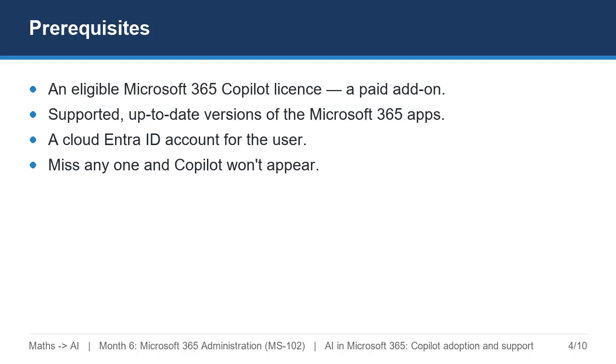Before anyone can use Copilot, three things must line up. First, an eligible Microsoft 365 Copilot license, which is a paid add-on assigned to the user. Second, supported app versions. Copilot lives in current builds of the apps, so an out-of-date client simply won't show it. And third, a Cloud Entra ID account, because that identity is what Copilot uses to decide which data it can reach. Miss any one of these and Copilot just won't turn up.